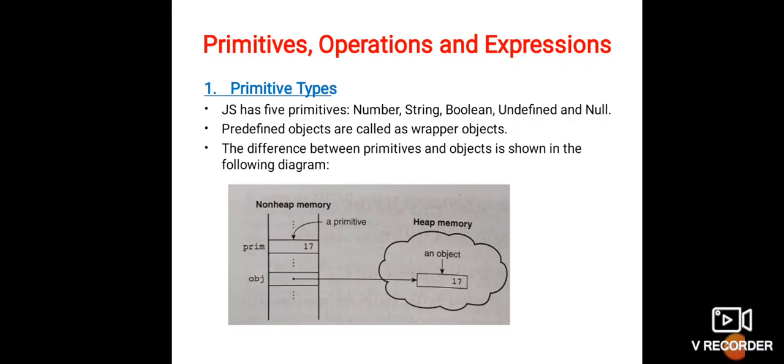Now we will see the difference between primitive type and object type. You can see the diagram. In this diagram we are going to use prim as a primitive variable.